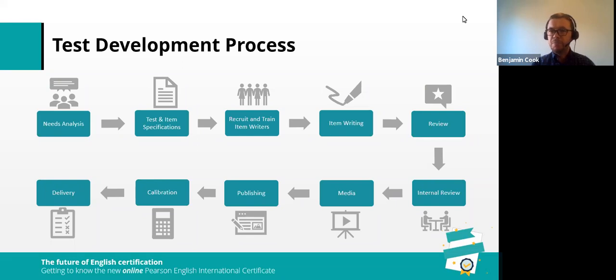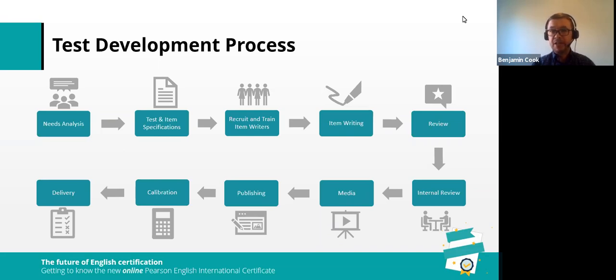A lot of our item types also have images and pictures. So again, we need to either commission those and have those images designed, or if they are authentic images, we need to source those and ensure that the quality again is clear. These images are on screen. Are they sharp? We don't want blurry images or images that are too small and will cause issues for test takers.